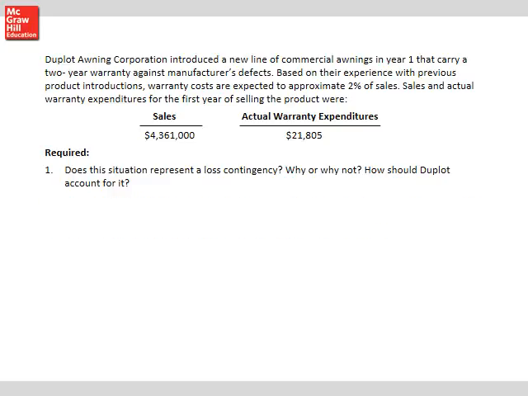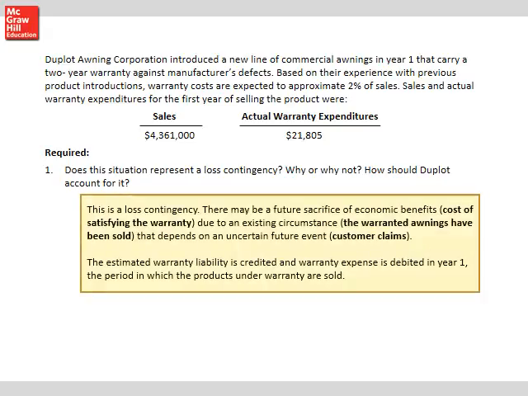All right, does this represent a loss contingency? This is a loss contingency. There may be a future sacrifice of economic benefits, the cost of satisfying the warranty, due to an existing circumstance. The warranted awnings have been sold. That depends on an uncertain future, the customer claims. The estimated warranty liability is credited and warranty expense is debited in year one, the period in which the products under warranty are sold.